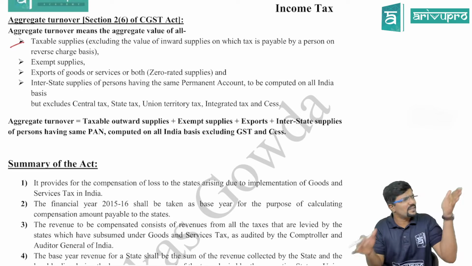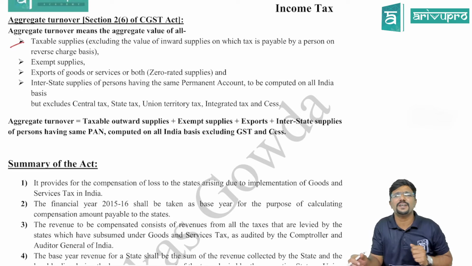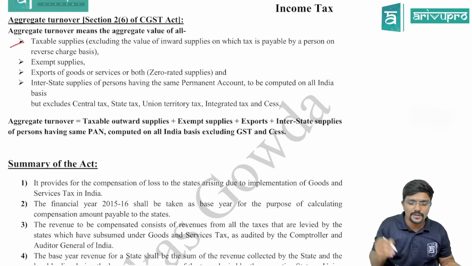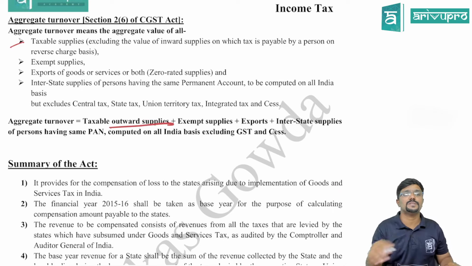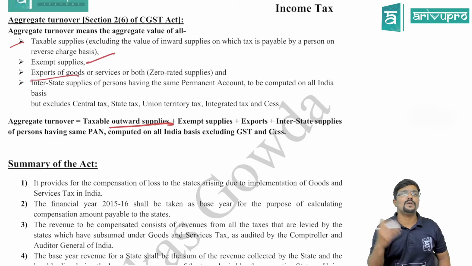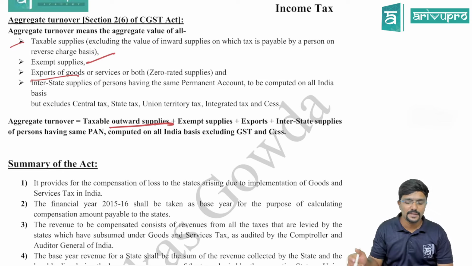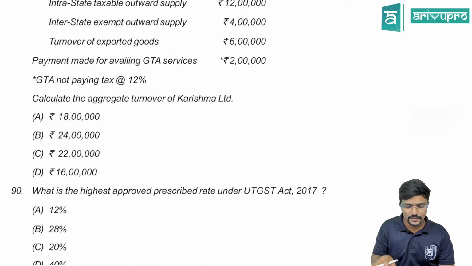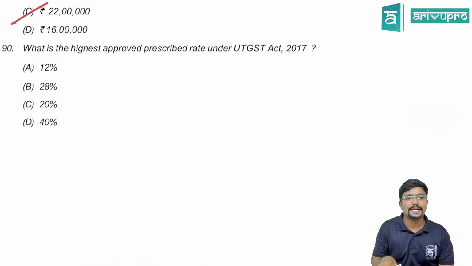Why? It is very clear. Inward supply is not your aggregate turnover. Aggregate turnover means your sales, which is nothing but outward supply. Clear? So in simple, taxable outward supply. Then exempt supply, then export of goods. All these three will be included. Clear? And also interstate supply, but excludes anything which is charged under GST. So here it is 22 lakh.